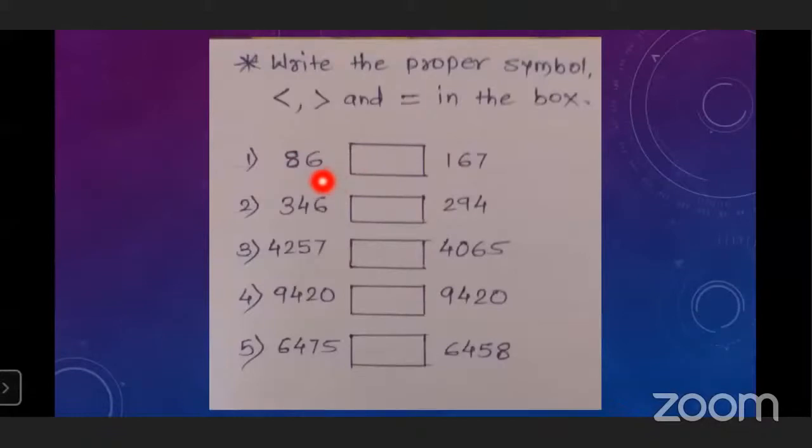Which number has more digits? That number is the bigger number. Here 2 digits and here 3 digits. That means 167 is bigger and 86 is smaller. So of the given numbers, the first number, the left side number, is smaller.